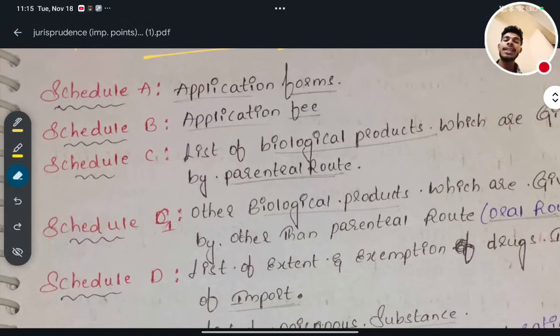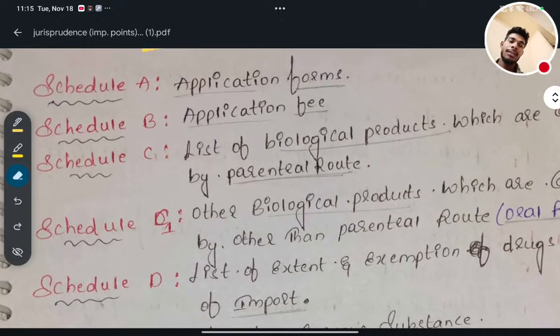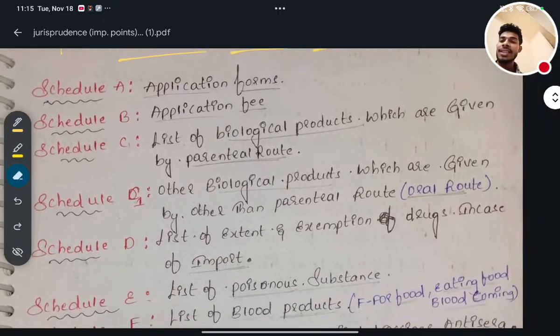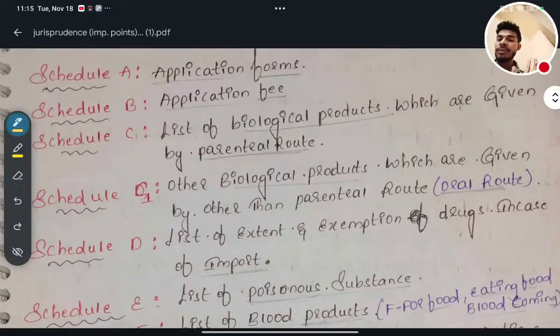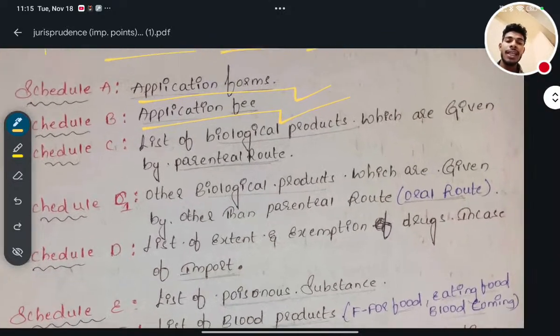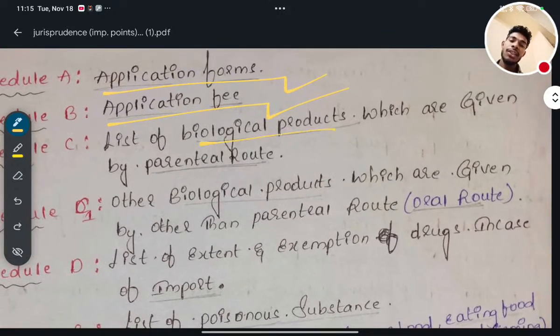Next, we will see the different schedules of the Drugs and Cosmetics Act. In this, you have to remember Schedule A is application form. Schedule B, application fee. Schedule C, list of biological products.